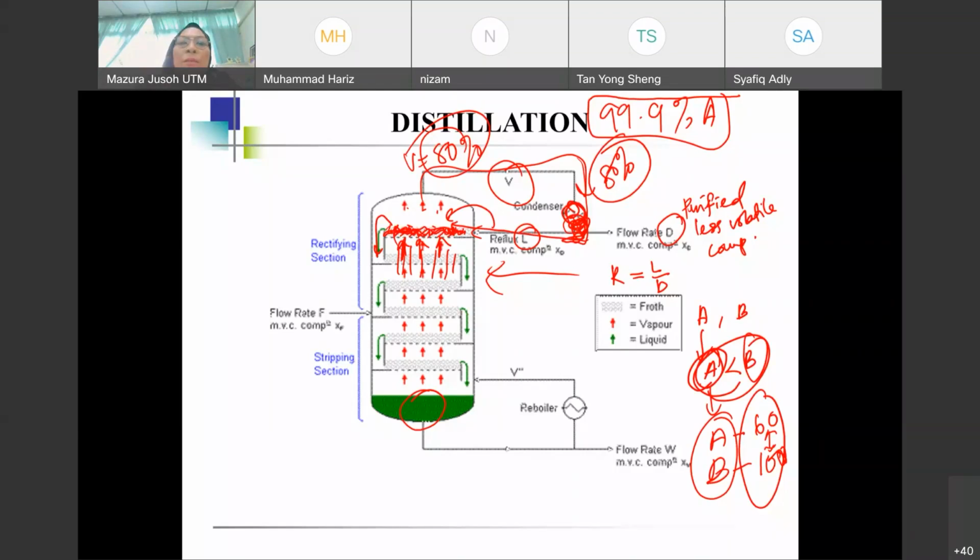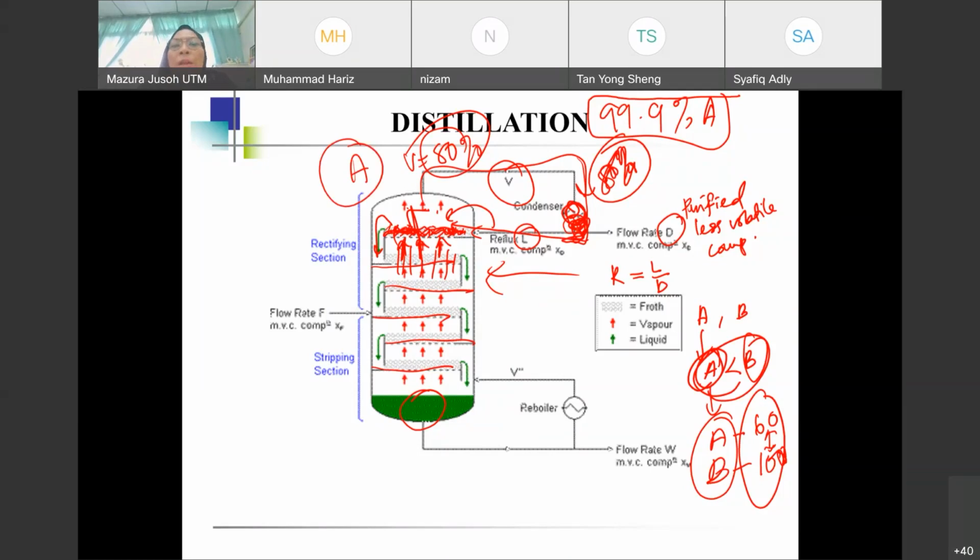A mass transfer of the vapor coming up. It will be richer and richer and richer in A because it's transferred into the vapor. Okay, so that's how you are going to increase the 80% to the percentage that you want. So the more plates you have, the higher the purity of A that you can get. Do you get that? That's why you need the reflux ratio.